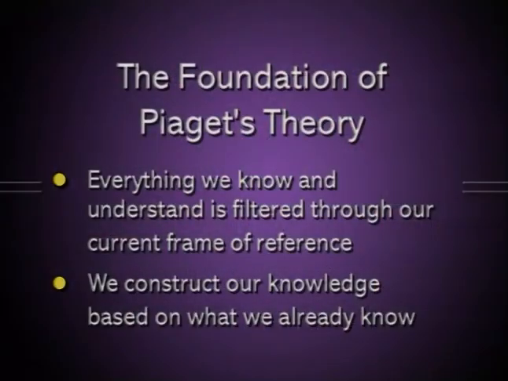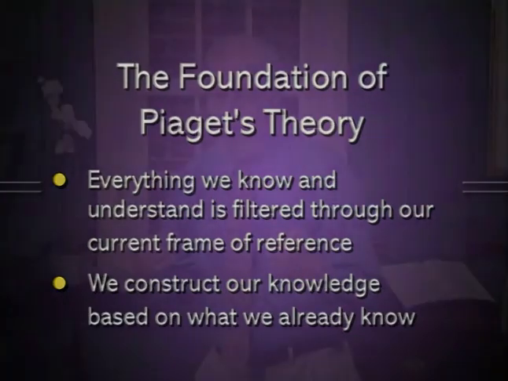Here it is. Everything we know, everything we understand is filtered through our current frame of reference. We construct our knowledge based on what we already know. It's considered a constructionist approach. We can't know anything except by filtering it through our current frame, our current structure. And I want to give you an example of this. This is actually a quote from John Bransford, who is a cognitive psychologist and used this.